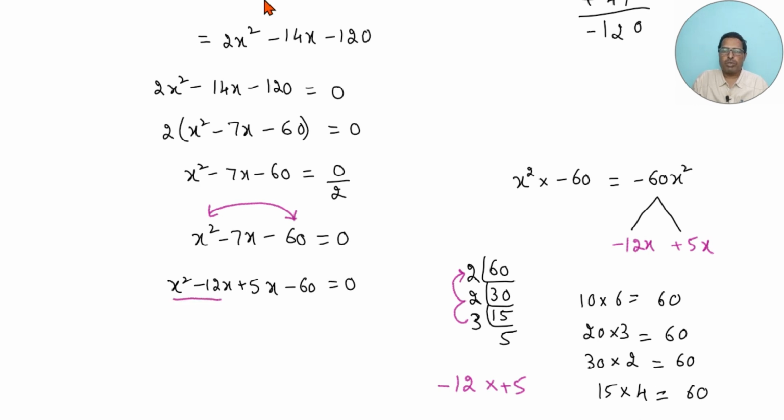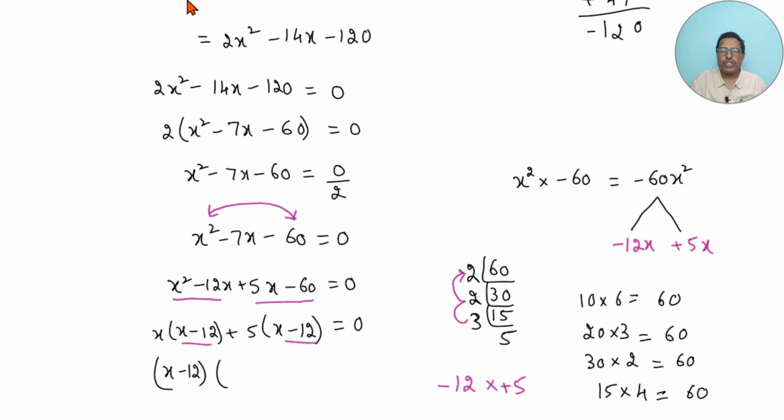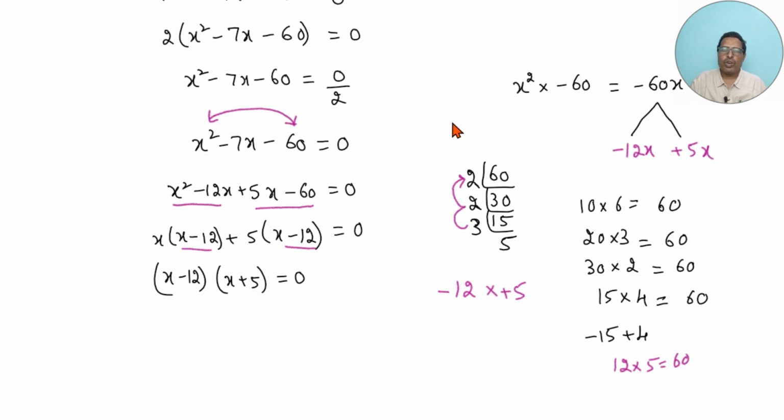Now group the first two terms and the last two terms. If I group the first two terms, x is common, you are left out with x minus 12, plus here 5 is common, you are left out with x minus 12, since 12 5s are 60. So therefore we will be getting 12 over here is equals to how much? 0. Now we can see that this x minus 12 is common here. So if I take x minus 12 common outside, what will be left out inside? x plus 5 will be left out is equals to 0. So we have got two factors.